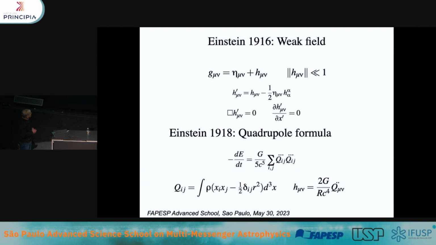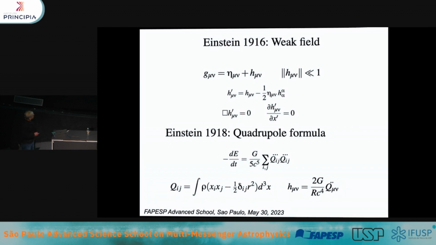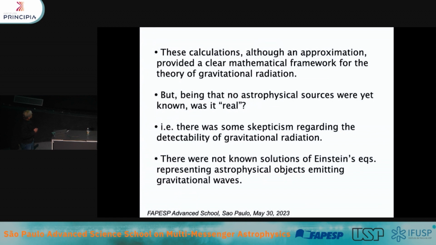Then it took another couple of years to figure out what could be the source of such radiation, and he developed the quadrupole formula, which actually needed some correction because some factors were wrong at first, but it was clear that there was a formalism very similar to electromagnetic radiation. So although it was an approximation, it provided a mathematical framework to study gravitational waves, but there were no astrophysical sources.